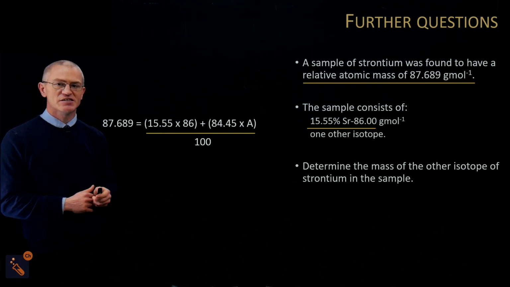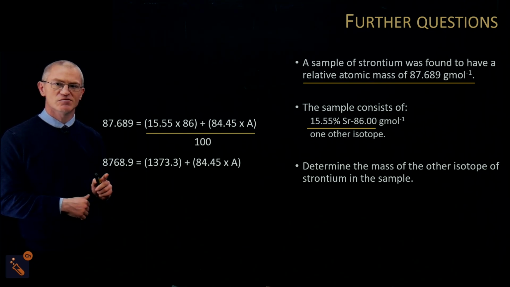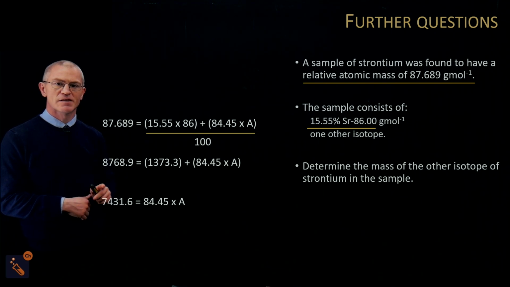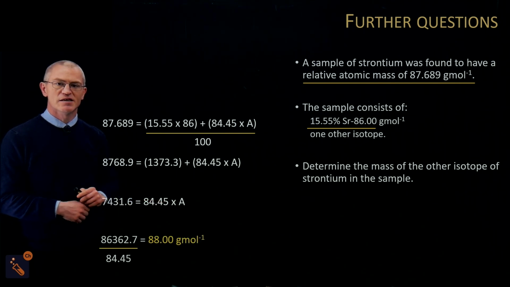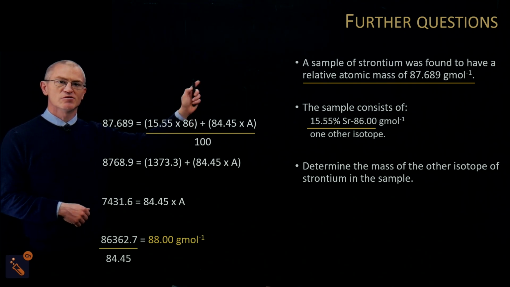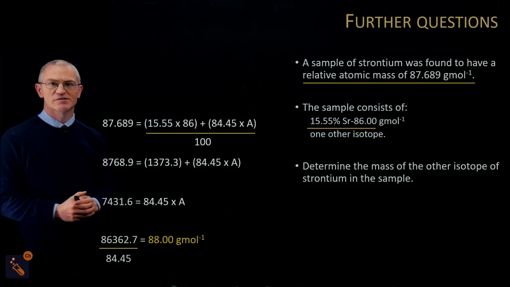We rearrange that by multiplying this value by 100 to get rid of the 100, and now we've got 8,768.9. We then minus away the 1373.3, and that gives us 84.45 times A. Now if you divide by the 84.45, you can see that we get 88. So our answer is 88. Really important here as well, look at that unit, grams per mole. That's the unit of relative atomic mass, and that's the unit of relative isotopic mass.